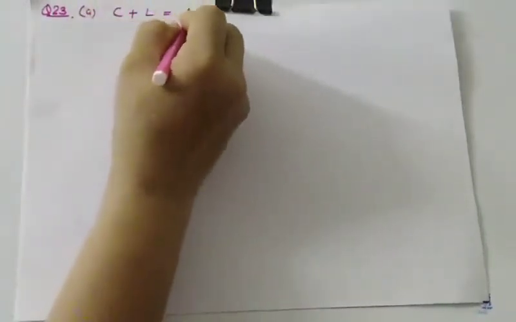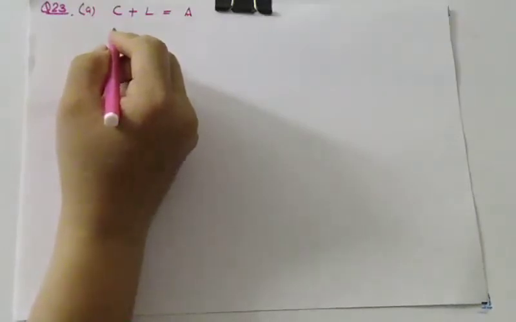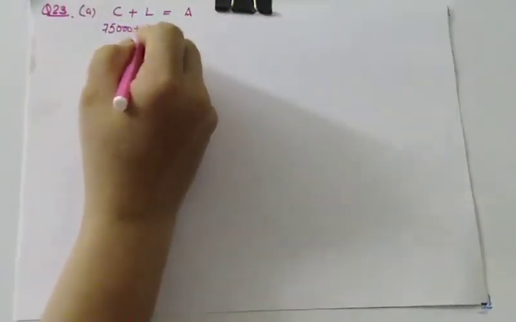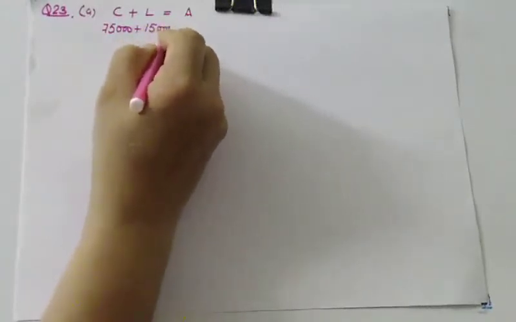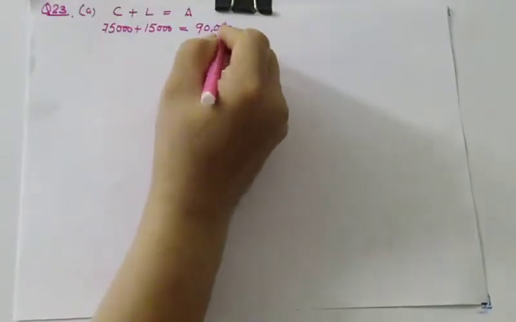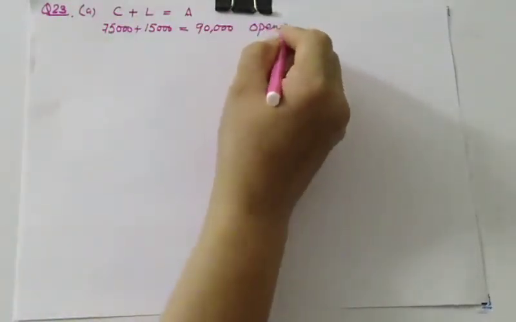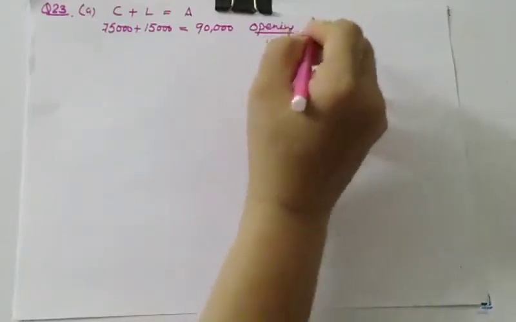In A part, C plus L is equal to A. So here capital is 75,000 and the goods which he purchased on credit, which means your creditors, are 15,000. So assets are 90,000. So this was the details of opening C plus L.